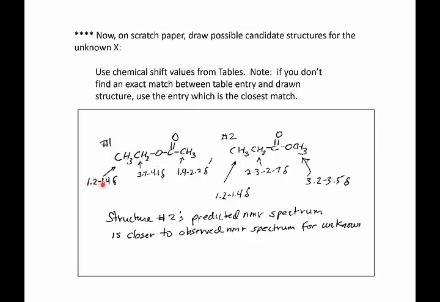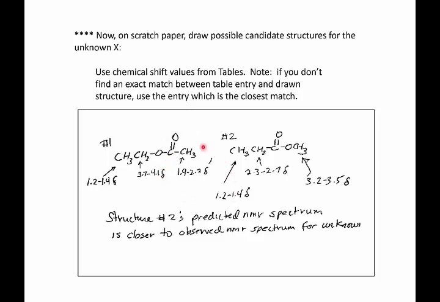Also, don't be disturbed if you don't find an exact match between a table entry and the portions of the structure. Just do the best you can. Find the entry which is the closest possible match and go with that. The chemical shift values that you're going to be writing are kind of guesstimates. They don't have to be spot on.